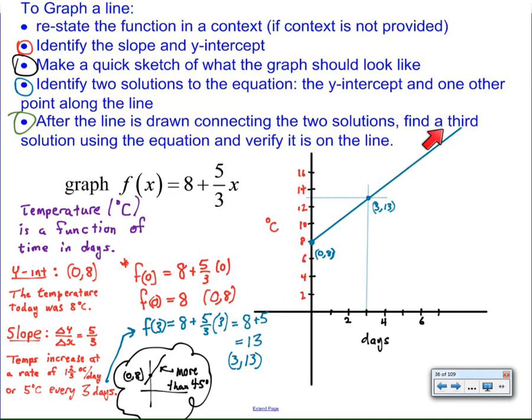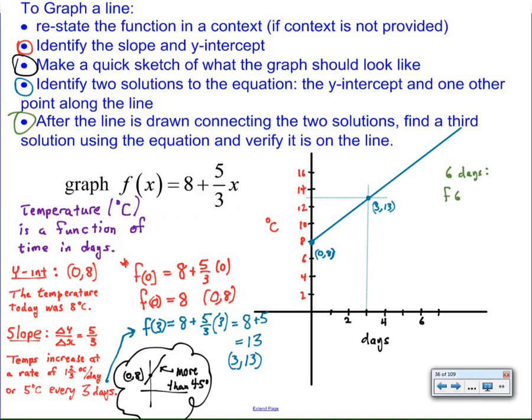However far I want to go away from today, I could predict the temperature assuming that this rate remained constant, which is wishful thinking this early in November. Anyway, to finally support my work, it says, after the line is drawn, find a third solution. I'm just going to go with this trend. I'm going to go 3 days more. I should be another 5 degrees hotter, so I should be at 8 plus 10 or 18 degrees.